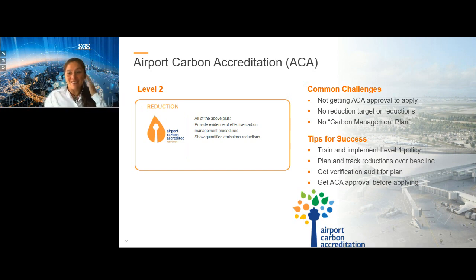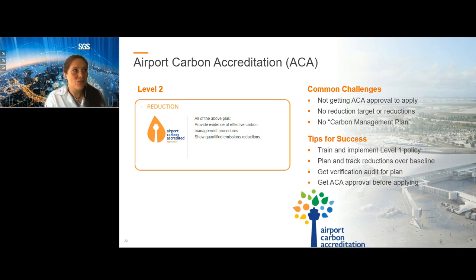So these are the level 2 requirements, and you have to build something called the carbon management plan. The carbon management plan explains all your reductions and the responsibilities. Also, you have to provide training to the staff about carbon reductions. And what are common challenges here? That maybe you didn't inform ACA that you want to progress to level 2.